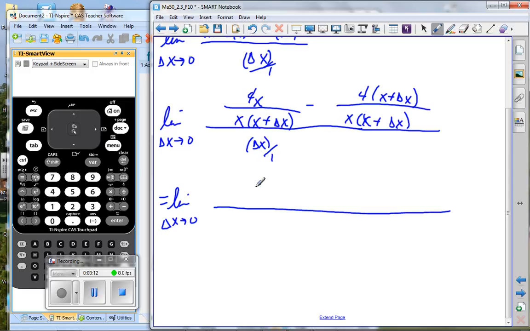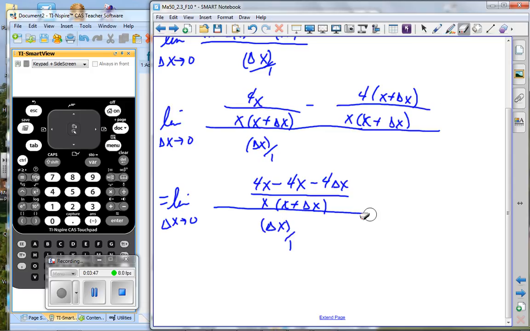I'm now ready to combine the numerators, so I have 4x minus, now be real careful, this is a subtraction. If I multiply 4 times x, I get 4x, but I'm going to have minus 4x, and I have 4 times delta x, but I have a subtraction out there, so it's minus 4 delta x, all of that divided by x, the quantity x plus delta x, and that's divided by delta x divided by 1.